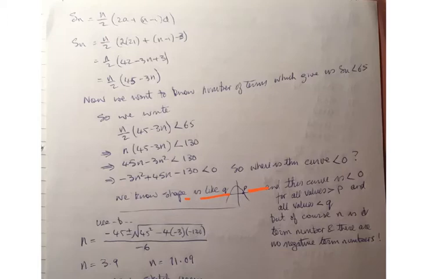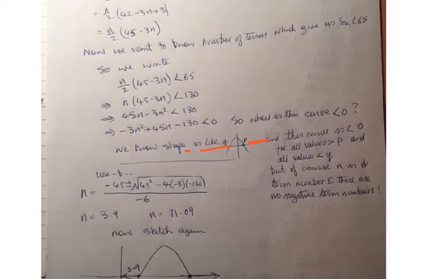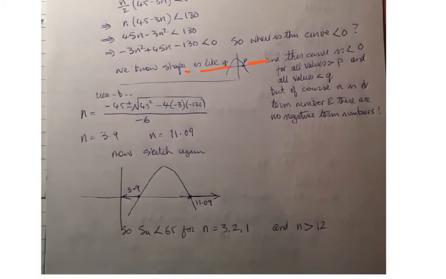So I'm going to get the roots of this particular equation. I have minus b plus or minus the square root of b squared minus 4ac, all over 2a, which gives me this here. And in my answer, I'm going to get n is equal to 3.9 and n is equal to 11.09. They're my two different roots.